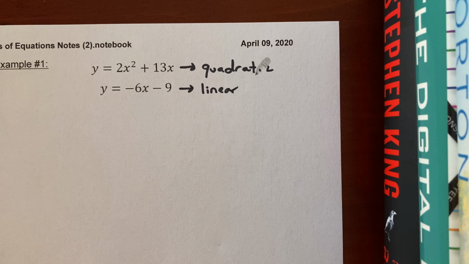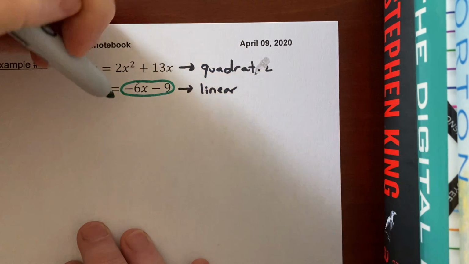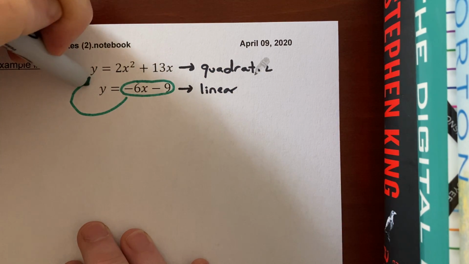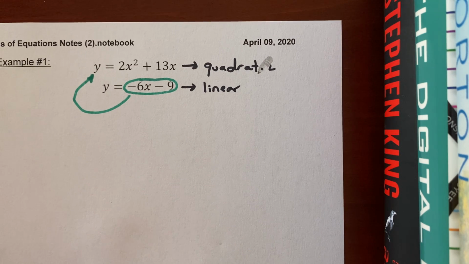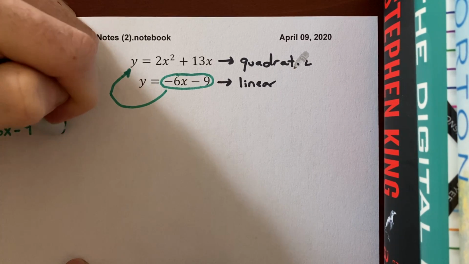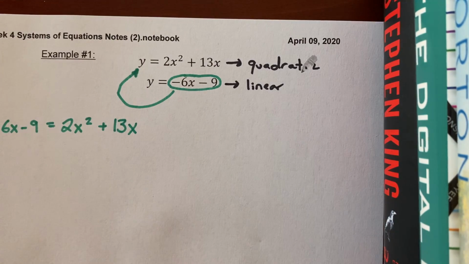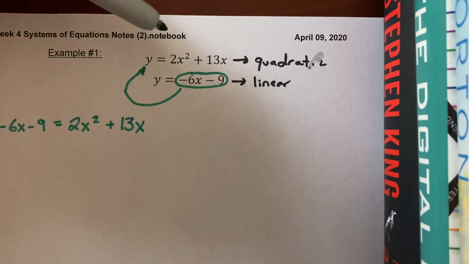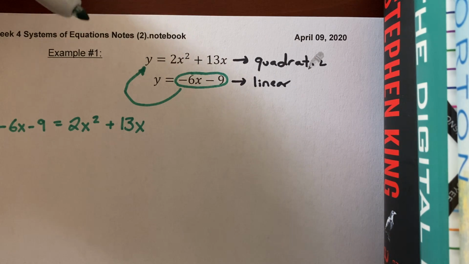All right, so coming back up here, first step is to substitute one of my equations in for the y. So what I'm going to do is take this negative 6x minus 9, and I'm going to rewrite the top equation, but where I see that y, I'm replacing it with the negative 6x minus 9. So over here, negative 6x minus 9 equals 2x squared plus 13x. All I did was substitute the y in my top equation with my entire second equation.